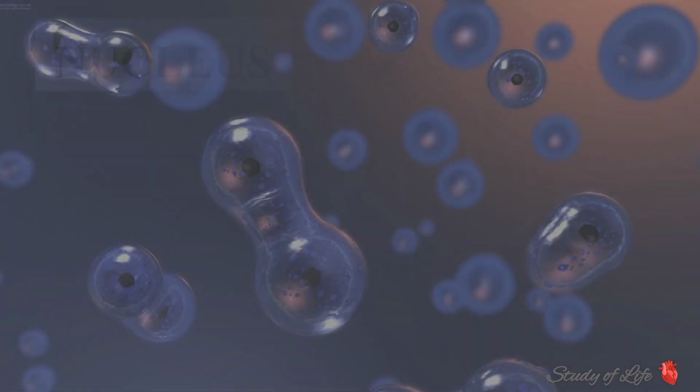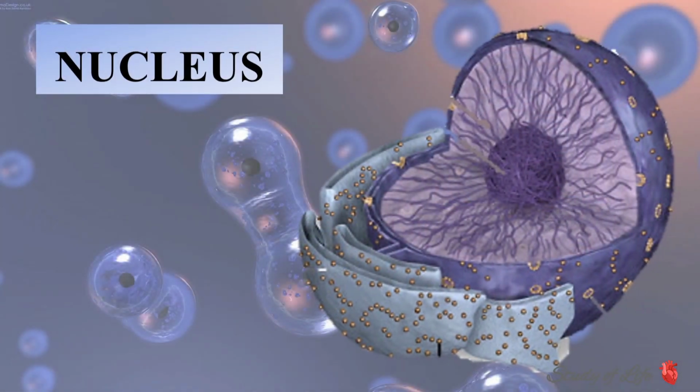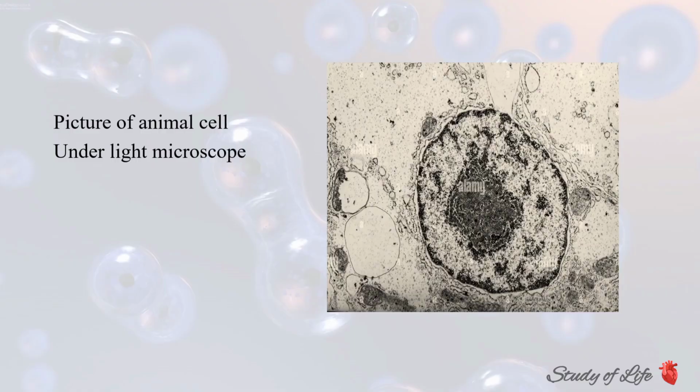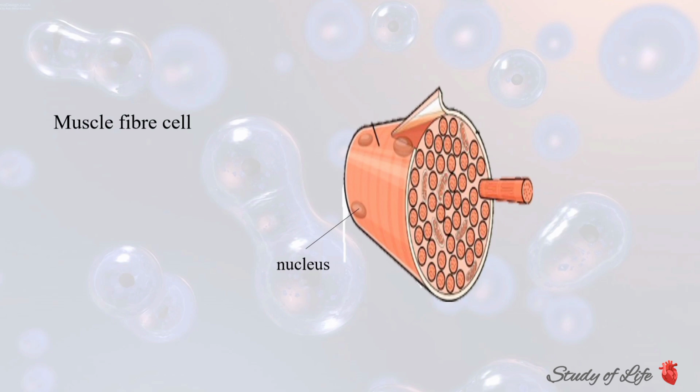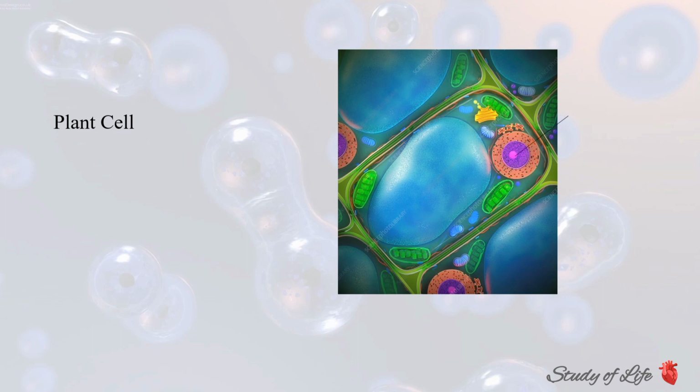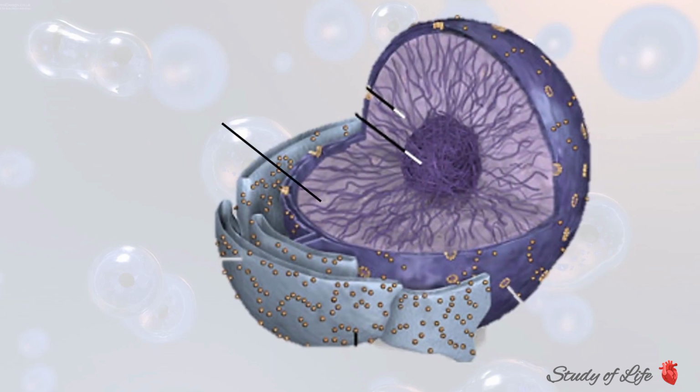Nucleus is the most prominent and the most important part of a cell. In animal cells it is found in the center, with the exception of muscle fiber cells. But in an adult plant cell it is slightly away from the center due to the presence of a large central vacuole. A typical eukaryotic nucleus consists of nuclear envelope, nucleoplasm, nucleoli, and chromatin.